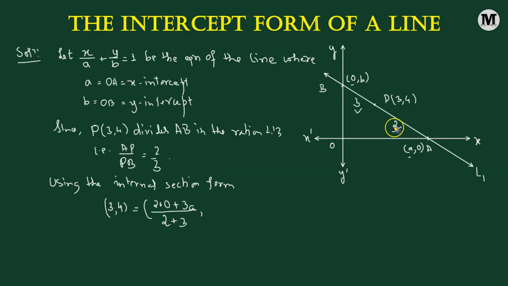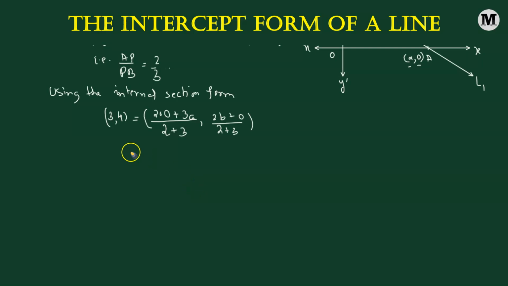Next, to find the y coordinate, we consider 2 and multiply it by the y coordinate of B, which gives us 2b, added to 3 multiplied by the y coordinate of point A, which is simply 0, divided by 2 plus 3. We simplify it, and this is equal to (3a/5, 2b/5). So the coordinates of the point P, which is given in the problem as (3, 4), can also be expressed in terms of the endpoints as (3a/5, 2b/5).